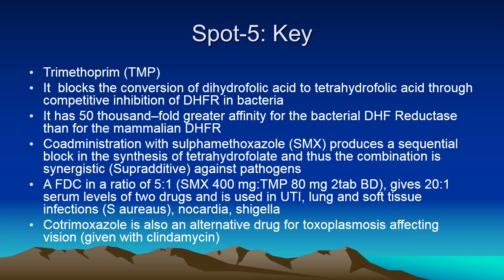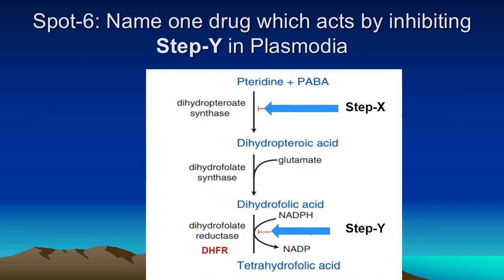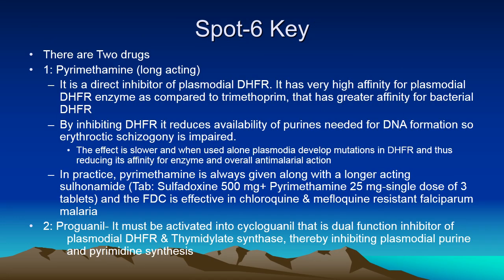Co-trimoxazole is also an alternate drug for toxoplasmosis affecting vision, and here it is given along with pyrimethamine. Spot 6 is a drug which acts by inhibiting step Y in Plasmodium. Again, the steps are the same. However, there is a drug that has higher affinity for malarial parasitic dihydrofolate reductase, and there are two drugs actually.